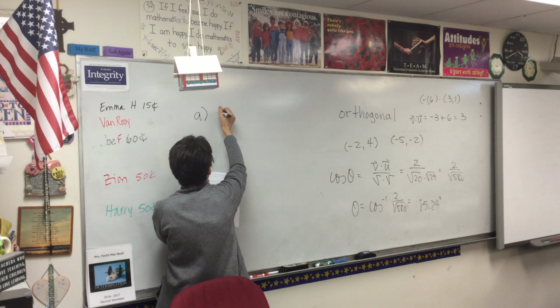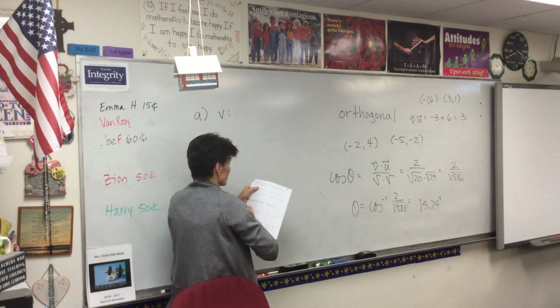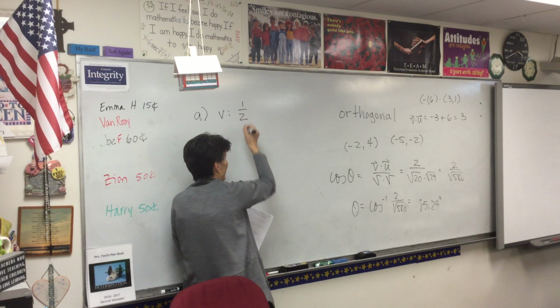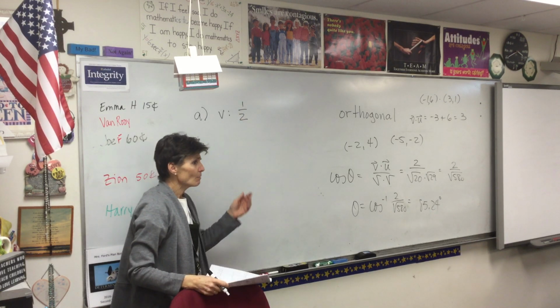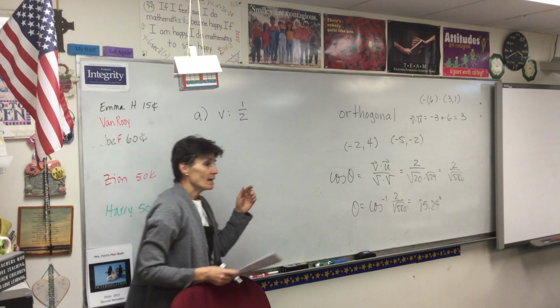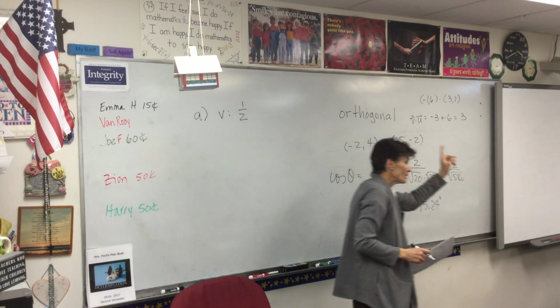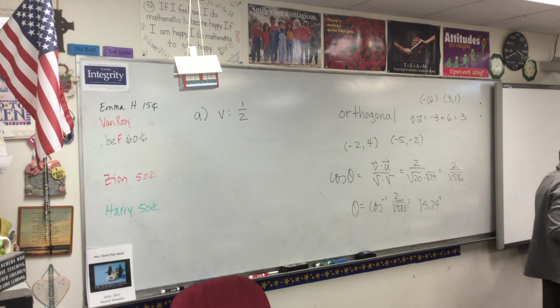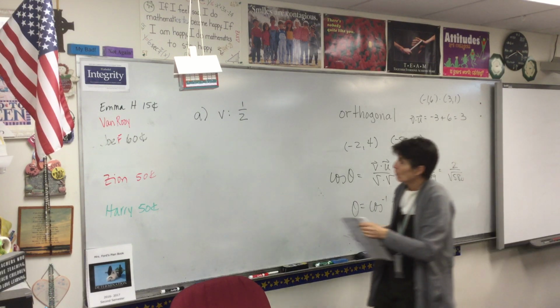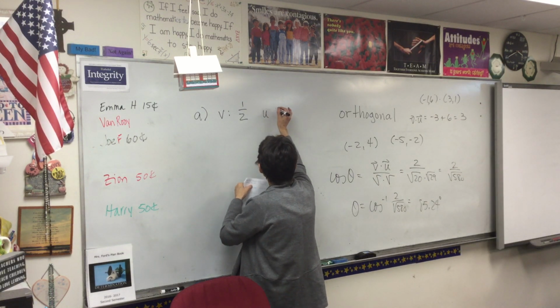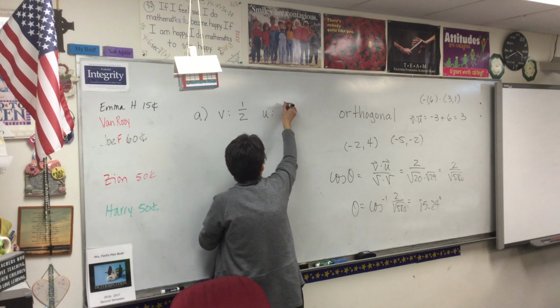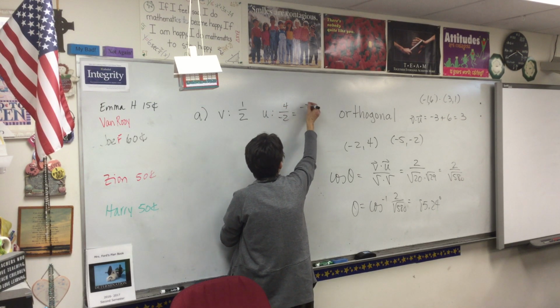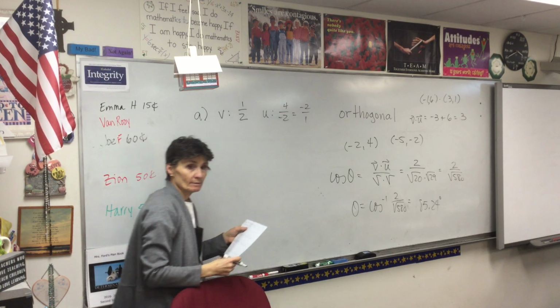What is the slope of V? The slope of V is 1/2. How do you know that? Because the vector is going right 4 and up 1. And isn't slope rise over run? So the slope is 1/2. What about U? What's the slope of U? 4 over negative 2, which is negative 2 over 1.